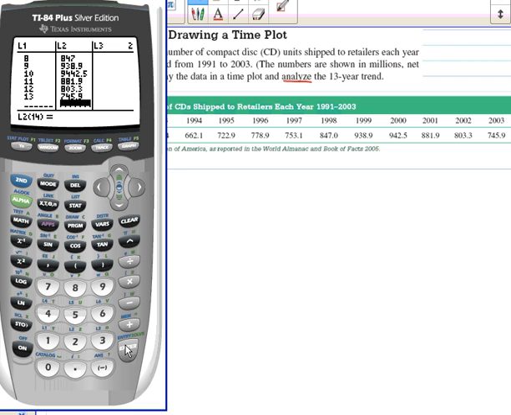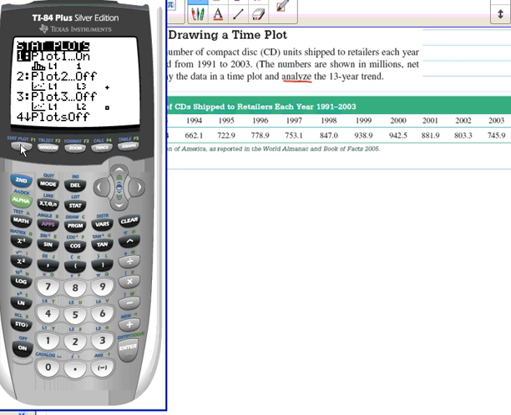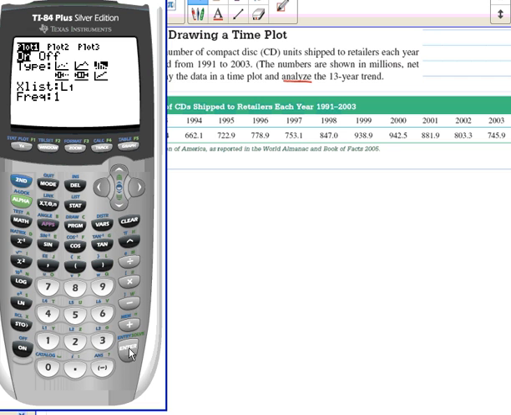All right, to get them all, well, it looks like I have 13 numbers at least. So we're supposed to do a time plot. So back to our stat plot. You guys are probably already there. Make sure it's on. Now our type is a line plot. So not a scatter plot, but a line plot.